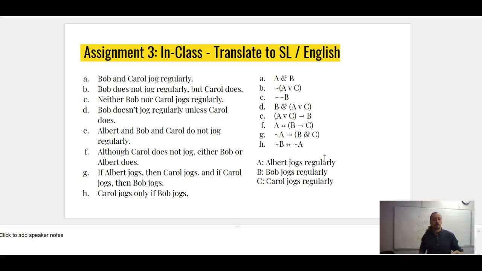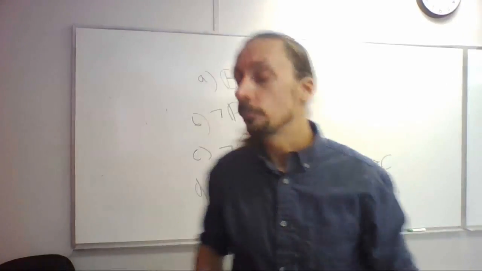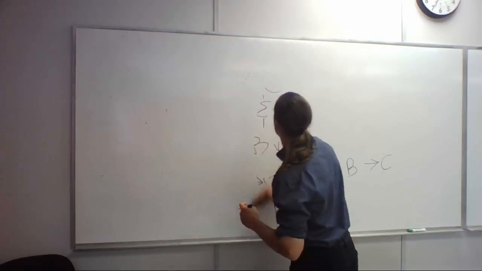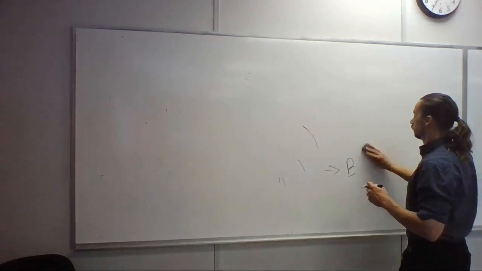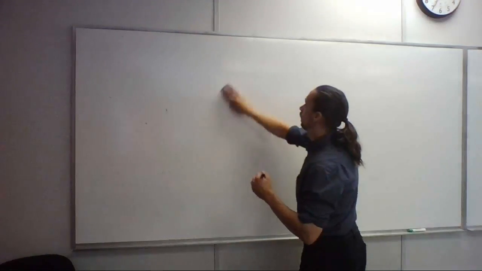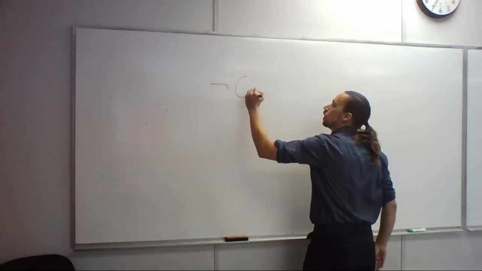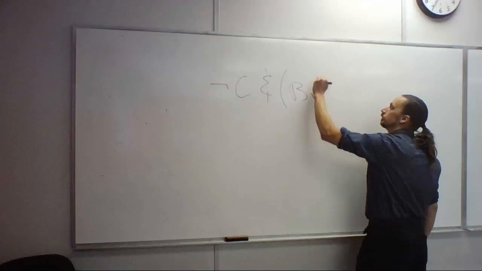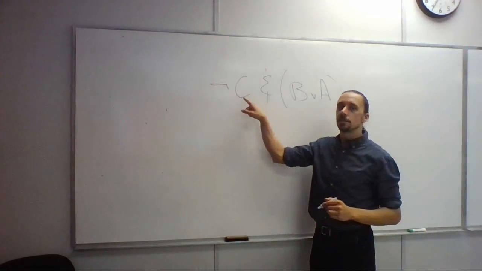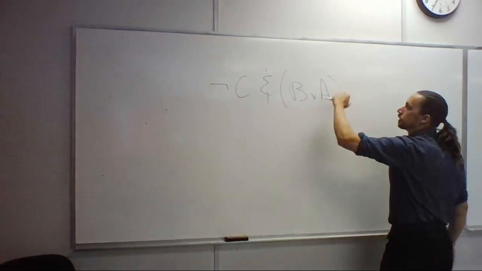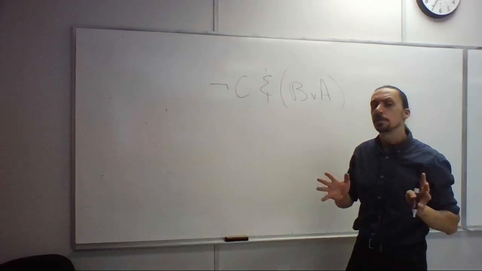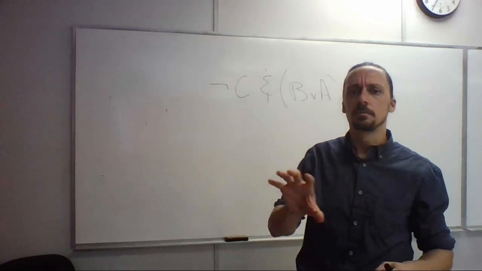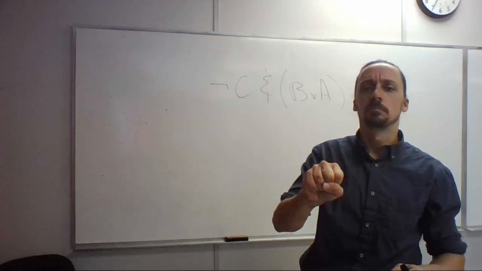Would you like to see that one? Why don't we do that? So let's erase these. So, although Carol does not jog, either Bob or Albert does. So what we're expressing here is it is not the case that C, and parenthesis, either B or A. The parenthesis is important because you want to make sure you express the right sentence. Look at that little mouse cursor. Didn't work.